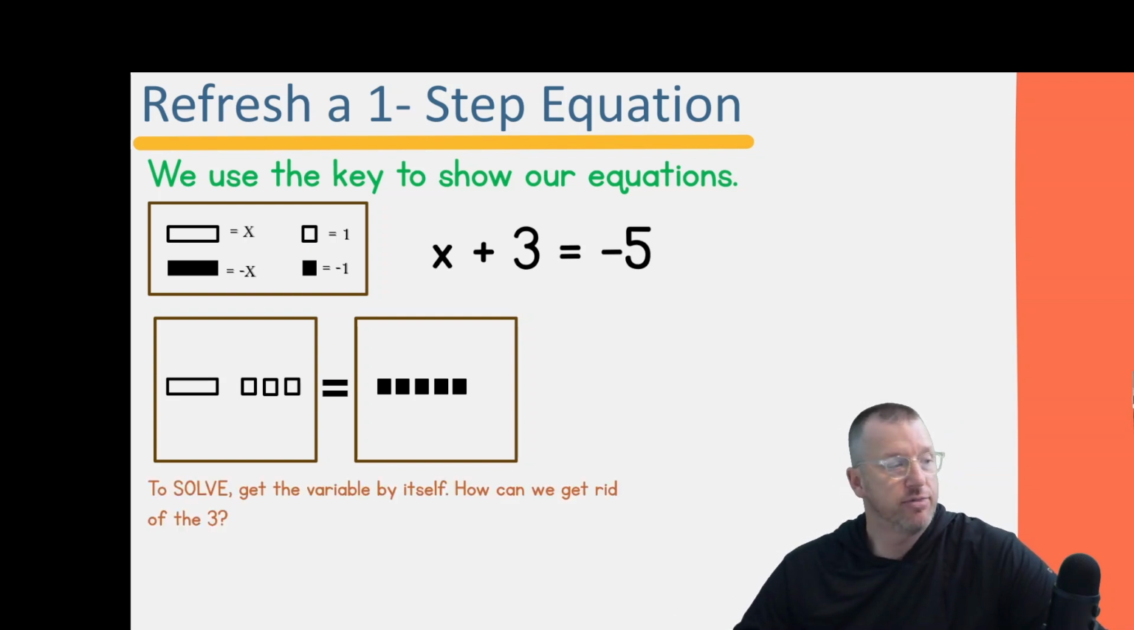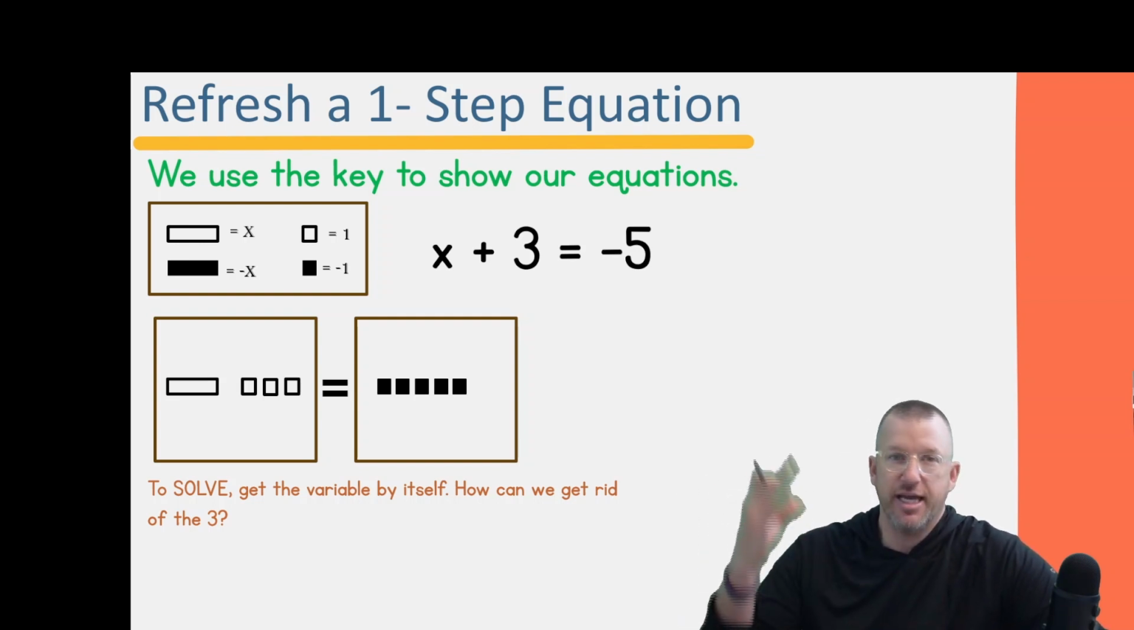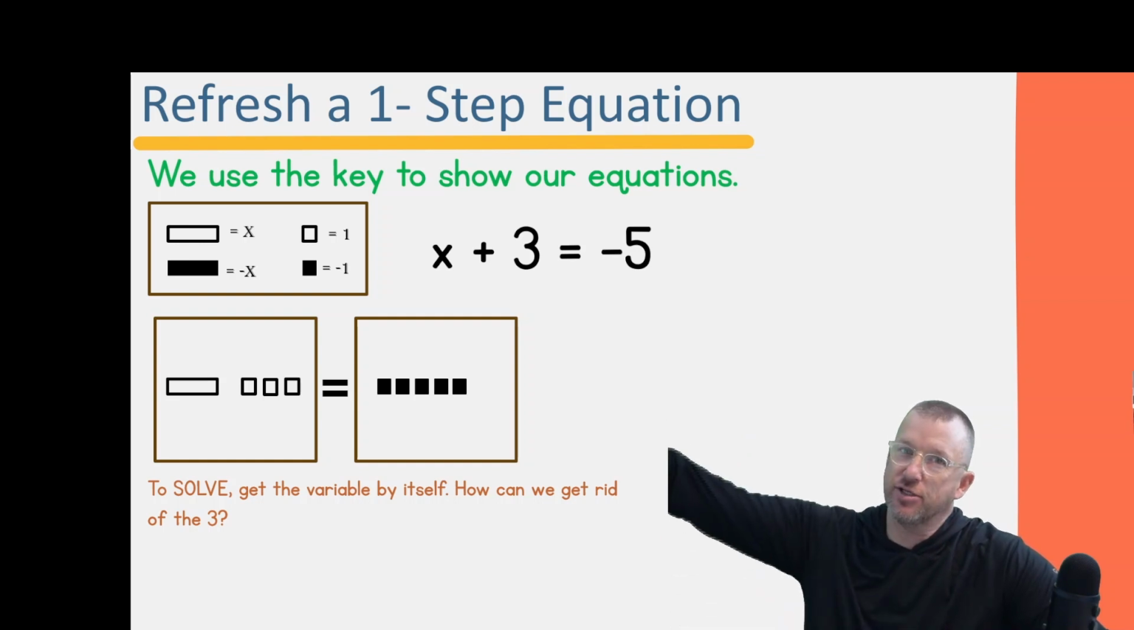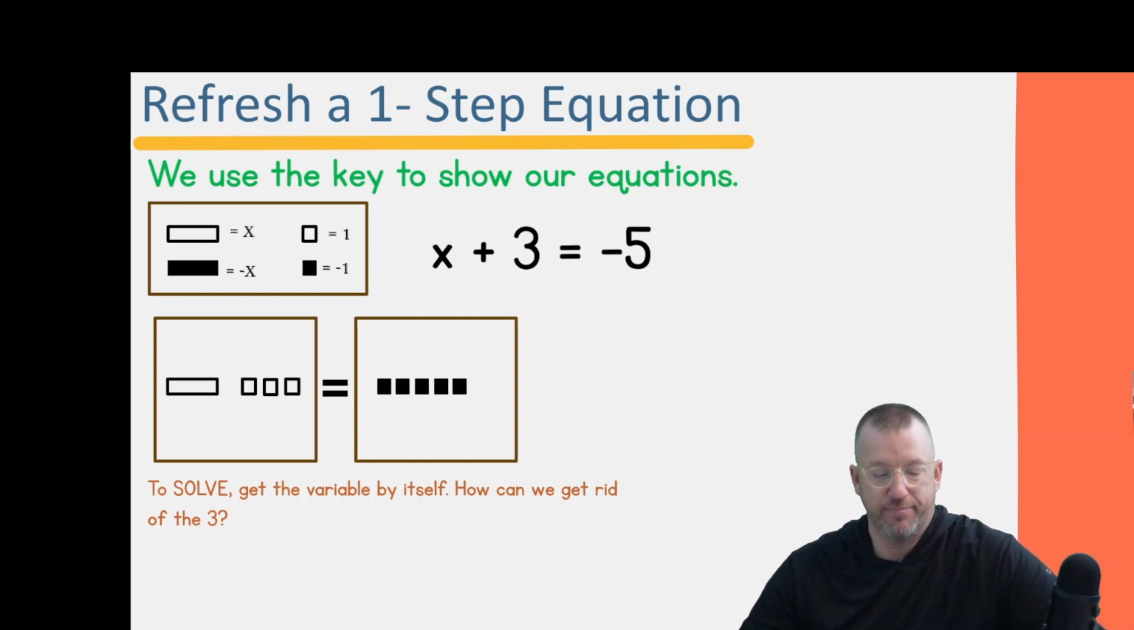Groovy! Next up, the whole goal of solving equations is to isolate the variable. Get the variable by itself. He wants to be lonely. Get everything else over on the other side of the equal sign. So in this case, we have x plus 3. Let's get rid of that plus 3. I don't like that guy. All right, so that's adding 3.